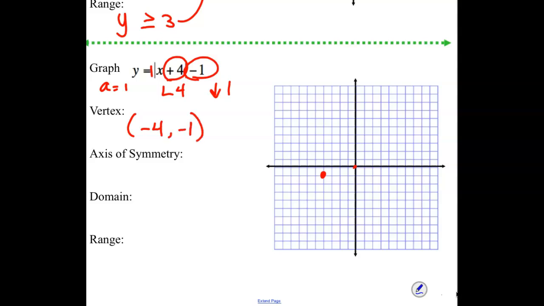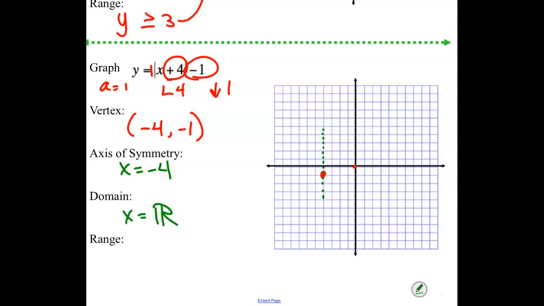My axis of symmetry always has to go right through that vertex. So I know that my line of symmetry is going to be here, x equals -4. My domain is always going to be all reals. We can plug any values into our absolute value equation.